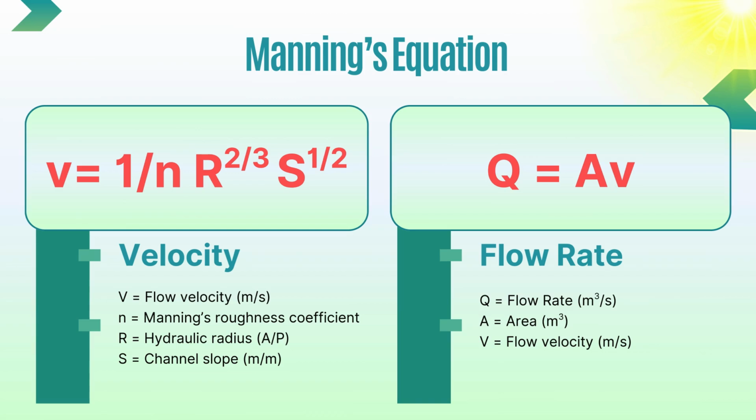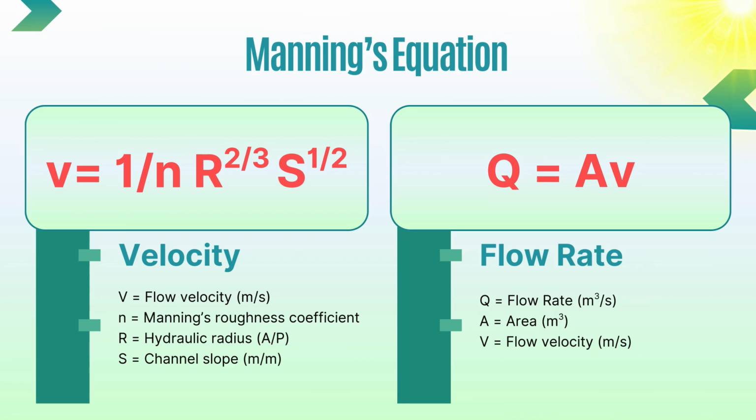Manning's equation for velocity is used to calculate how fast water is moving through an open channel. The formula is velocity equals 1 divided by n, multiplied by R to the 2/3 power, and multiplied again by S to the 1/2 power, where V stands for velocity, measured in meters per second. N is the Manning's roughness coefficient.